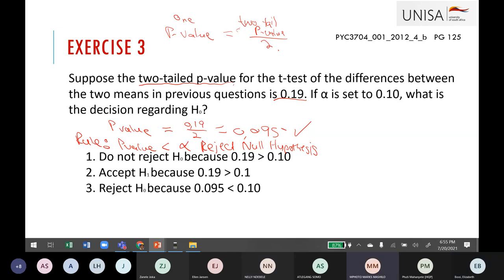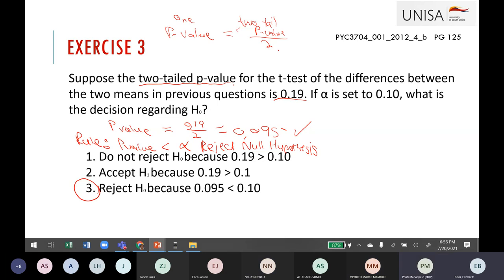We accept the hypothesis. Remember what your p-value? That's the first thing that you need to check. We need to reject because your p-value is 0.095, which is less than 0.10. So we reject the null hypothesis.